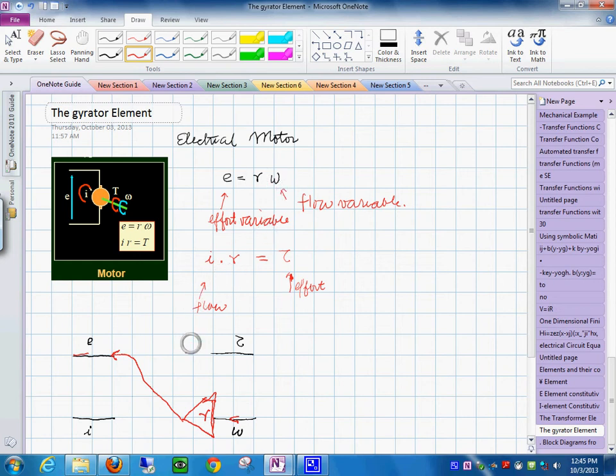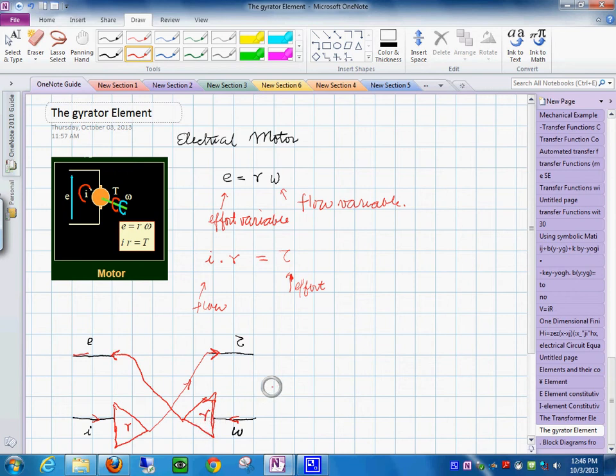And this other equation is saying that you have the I times the R equals to tau. So you have the I times the R equals to this. Okay, so this goes like this. And this goes like that. So this is the block diagram of this element in here.